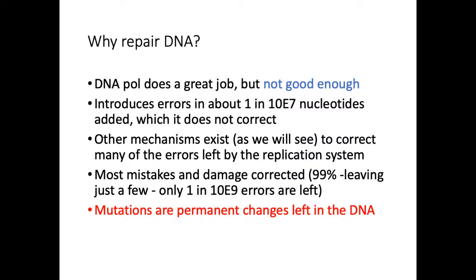As of now, we have seen that in replication DNA polymerase does a great job, but not good enough. There could be some errors, about 1 in 10 to the power 7 nucleotides, which it does not correct. Other mechanisms exist to correct many of the errors left by the replication system, and most mistakes or damage is corrected, by 99%, leaving just a few. So 1 in 10 to the power 9 errors are left. The mutations are permanent changes left in the DNA.